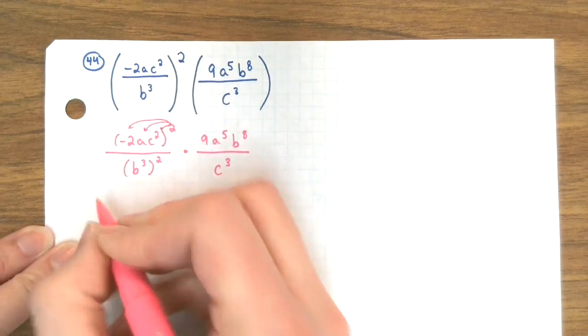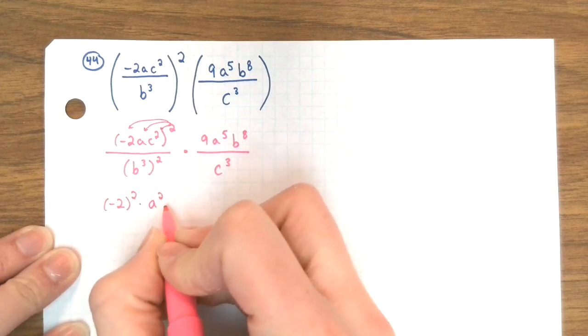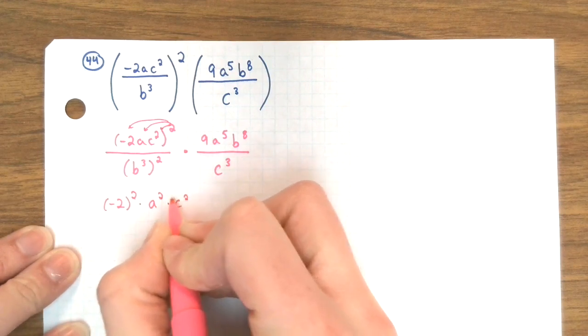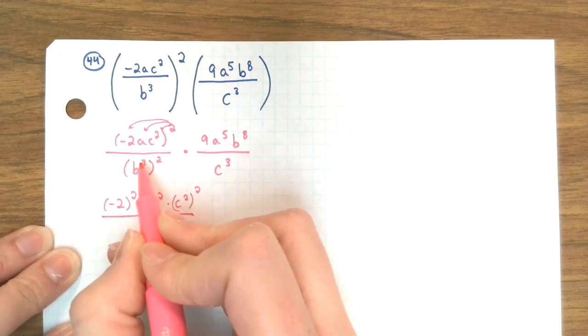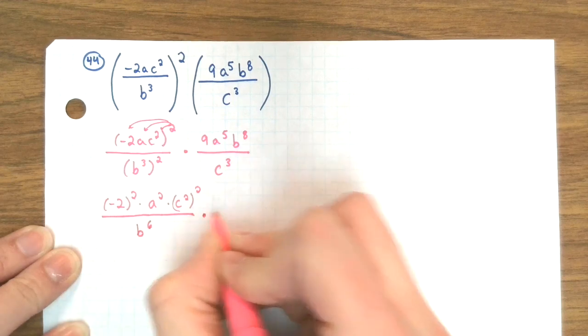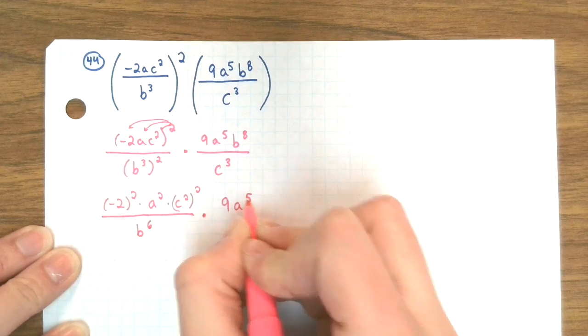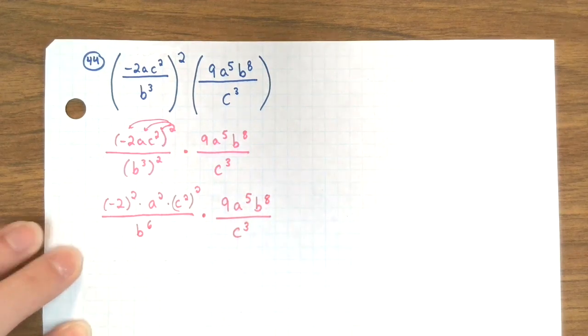So negative 2 squared times a squared, and then c squared squared. And then, like I said, we'll go ahead and simplify this bottom part. So 3 times 2 is 6, so this turns into b to the 6th. And this is all being multiplied again by that 9a to the 5th, b to the 8th, over c cubed.